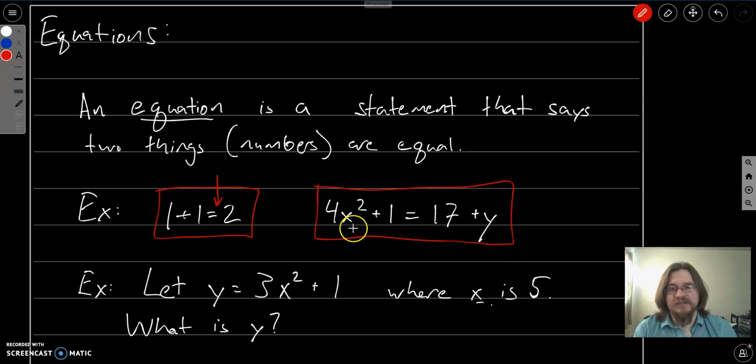Over here, x is again a number. If you square a number, you get a number. If you multiply it by another number, you get a number. If you add a number, you get a number. This is just a number is equal to a number. So that's all an equation is.